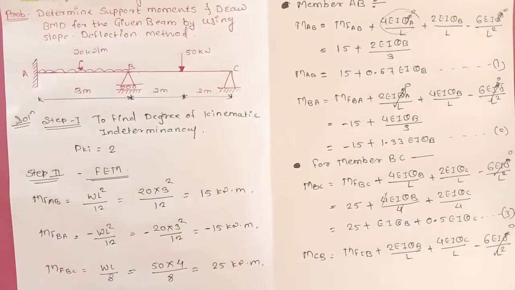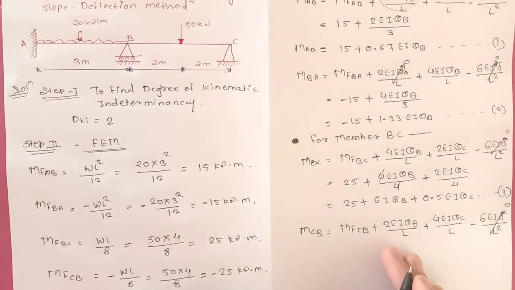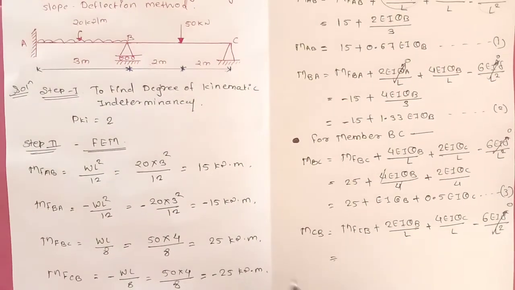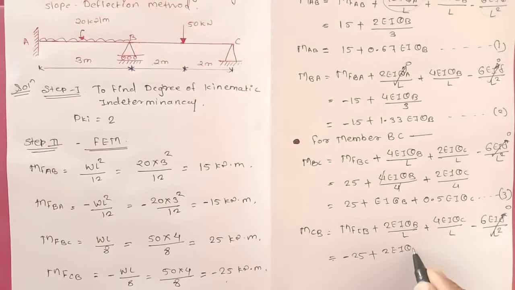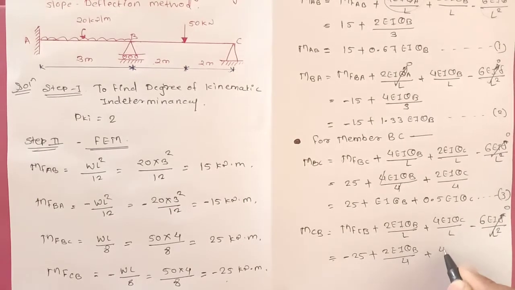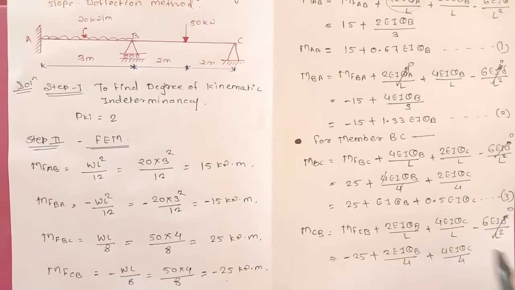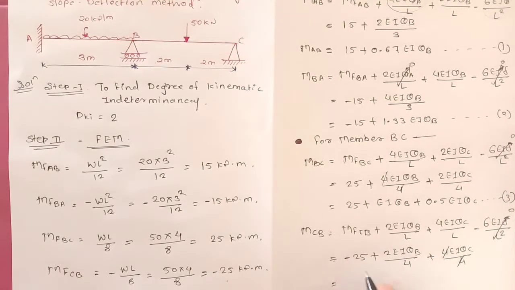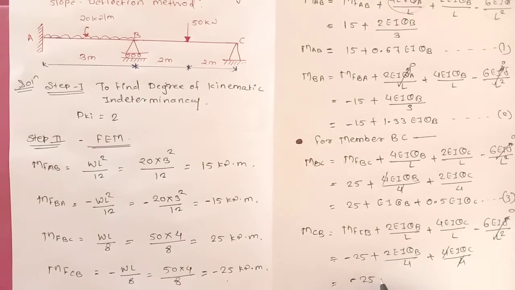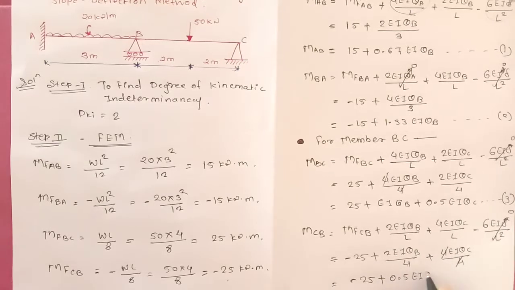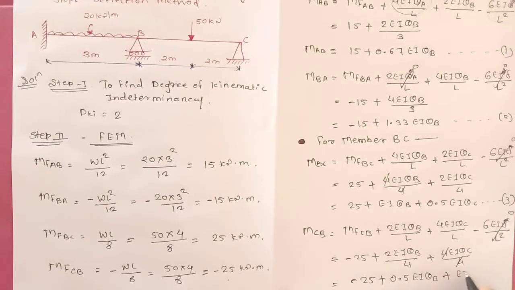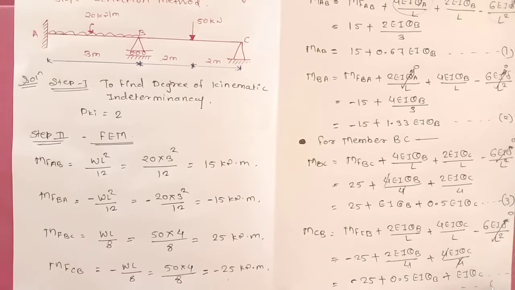So remaining is, we know that the value of fixed moment for member CB is minus 25. So here minus 25 plus 2EI theta B divided by 4 plus 4EI theta C divided by 4. Here the 4 gets cancelled. So the equation is minus 25 plus 2 divided by 4, which is 0.5 EI theta B, plus EI theta C. This is our equation number 4.